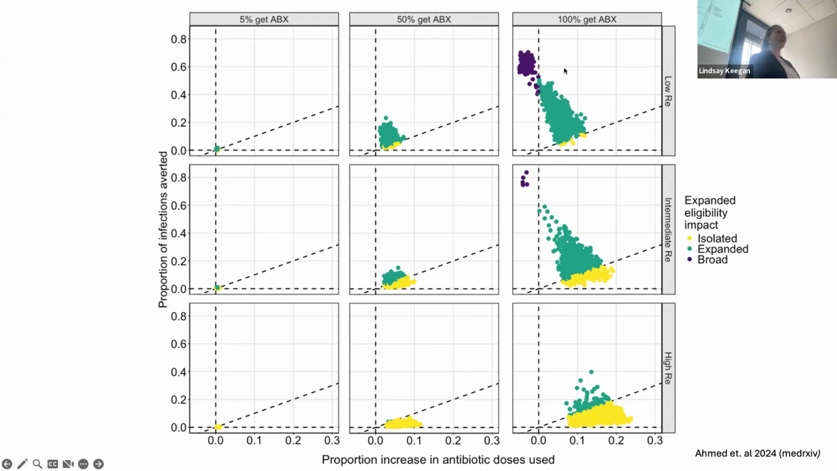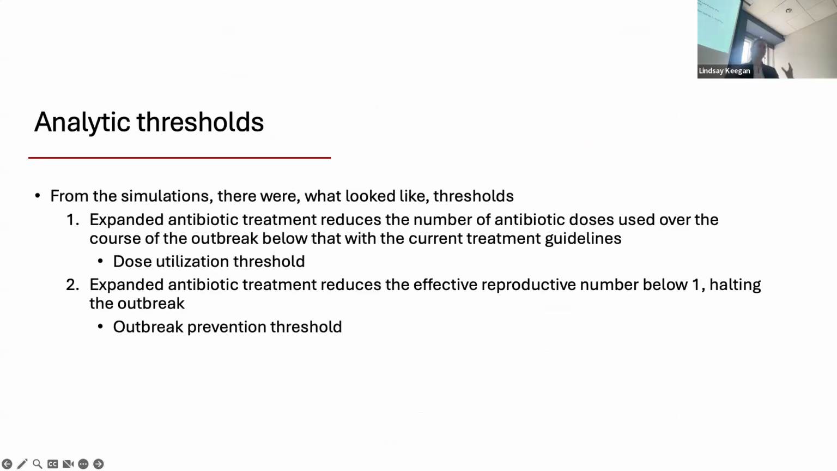Each dot represents a different simulation with a different parameter value. So there are a lot that are happening in these intermediate ranges. And we don't need to go into what the different colors mean. But there are quite a few simulations where you use fewer doses over the course of the outbreak. What we noticed was that it looked like there were these thresholds, where certain parameter values were leading to these benefits and certain parameters were not.